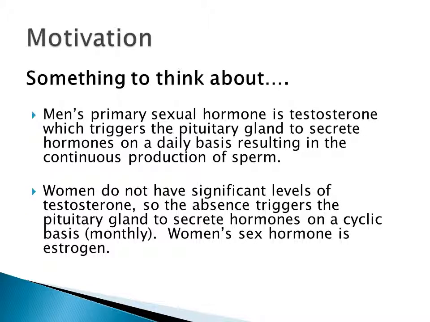Something to think about: men's primary sexual hormone is testosterone, which triggers the pituitary gland to secrete hormones on a daily basis, resulting in the continuous production of sperm. Women do not have significant levels of testosterone, so its absence triggers the pituitary gland to secrete hormones on a cyclic basis, which is monthly, and women's sex hormone is estrogen.